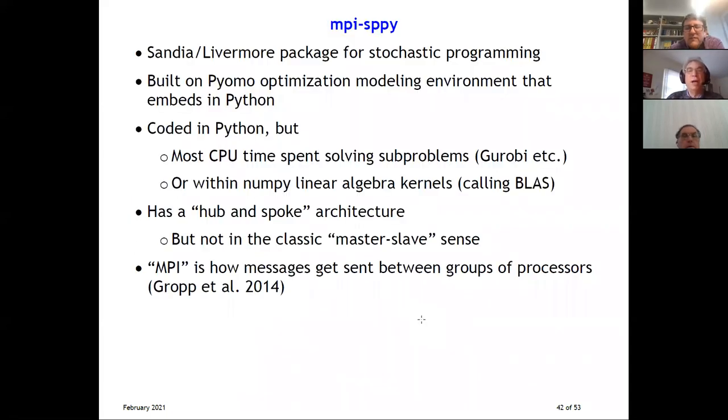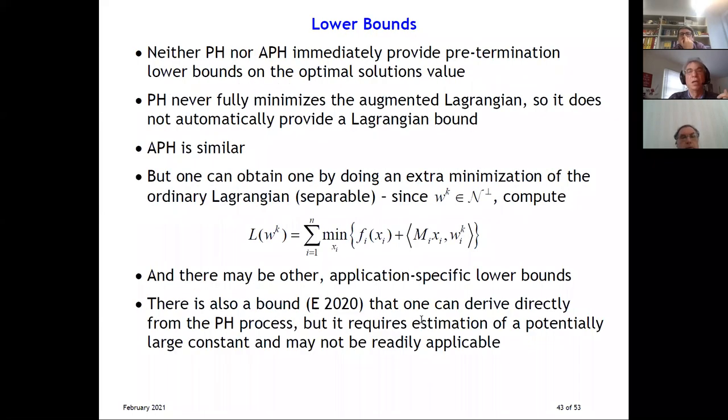The software is built again on Pyomo, which embeds in Python. It's mostly coded in Python, but that's not a big problem because most of the CPU time is spent solving the subproblems, which is typically Gurobi or linear algebra kernels like NumPy and CoLAB BLAS. And they have this hub and spoke architecture, which is not like what you might think. MPI is just how messages get sent between groups of processors.